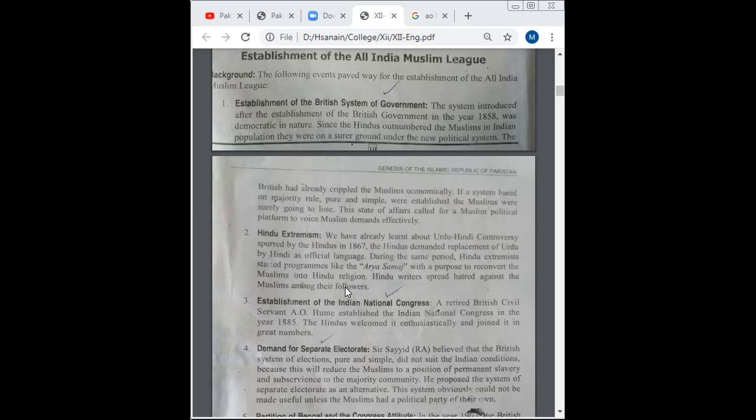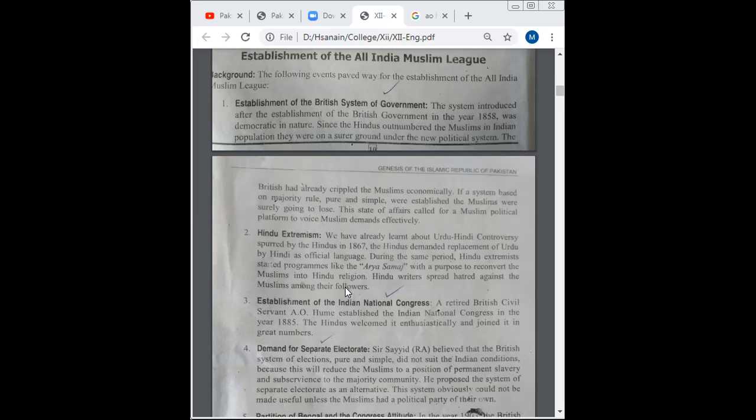The second important reason for the establishment of Muslim League is Hindu extremism. Muslims and Hindus were living peacefully before the War of Independence. After the War of Independence, the British adopted a policy that is known as divide and rule, and they divided Muslims and Hindus into two separate groups.